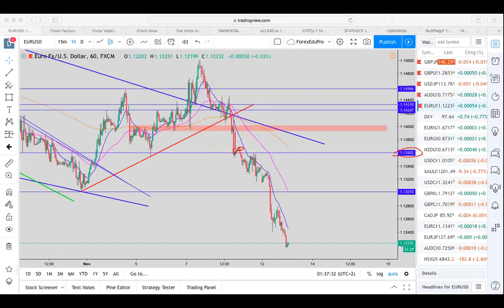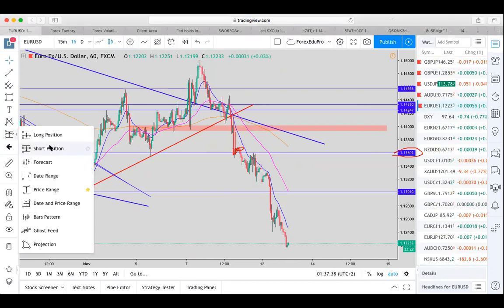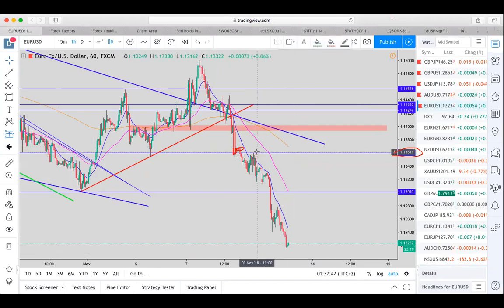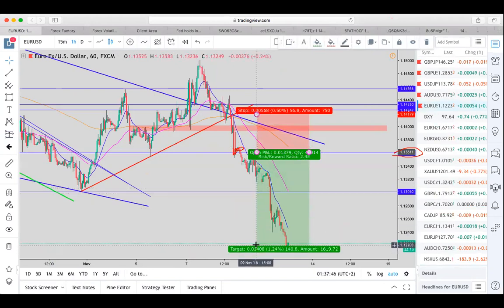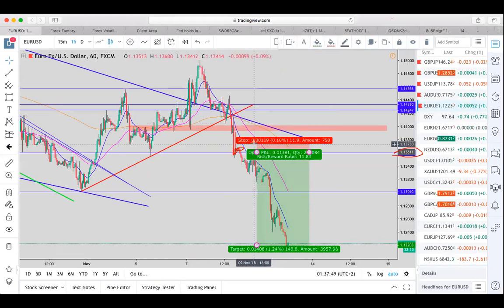1.1360. You sell over there as per my analysis. It was sent to the group. 140 pips. Not even a 15 pip stop loss would have been too much. Could have even used a 10 pip stop loss. It's a 13 to 1 risk to reward.